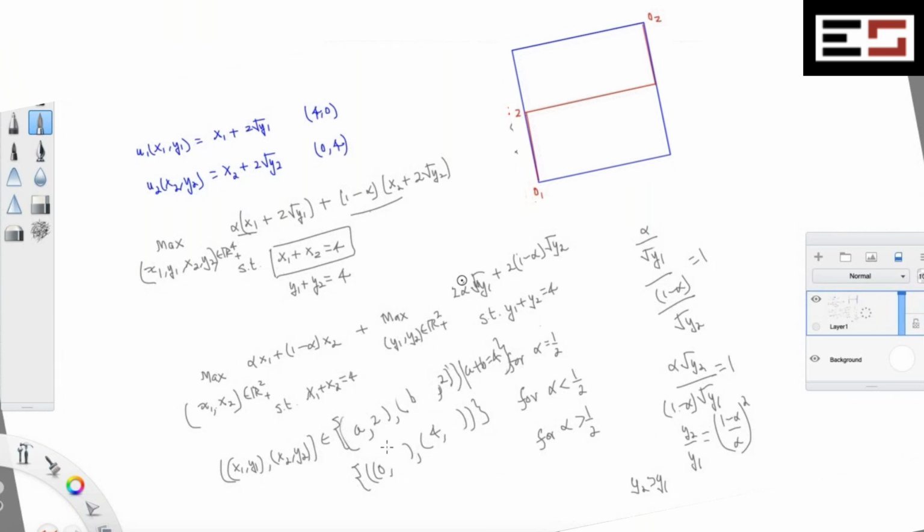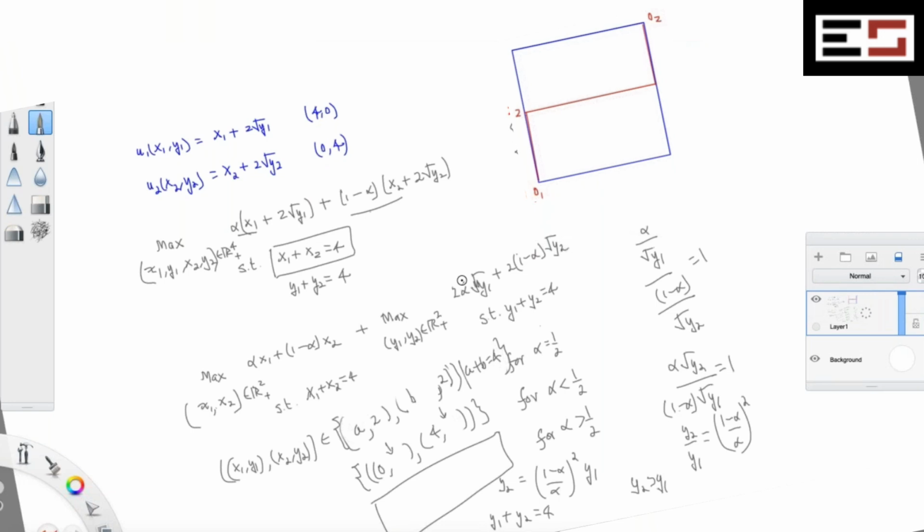Of course, if you also want to write this over here, then you just need to solve this, because this is two equations in two unknowns. So this is y2 equals 1 minus alpha upon alpha square y1, and then you also know that y1 plus y2 is 4. So two equations, two unknowns, and you can solve for y1 and y2. Then you can fill these up. That's how you can fill these up, and similarly over here. Is that clear? And then of course, as you change alpha, you'll get different solutions here.